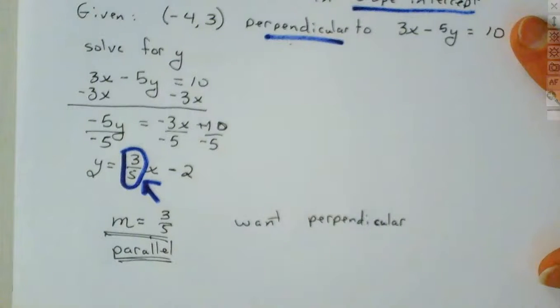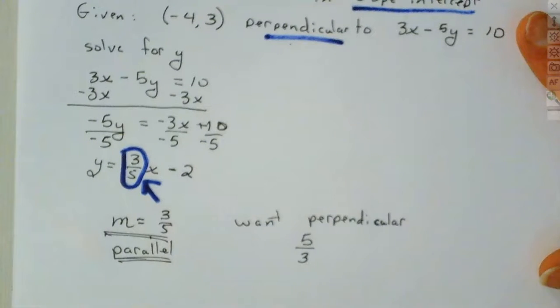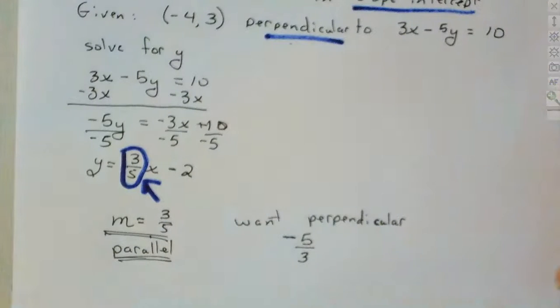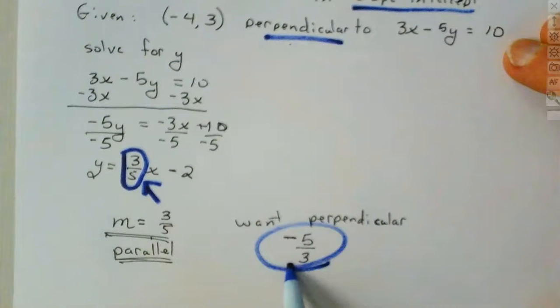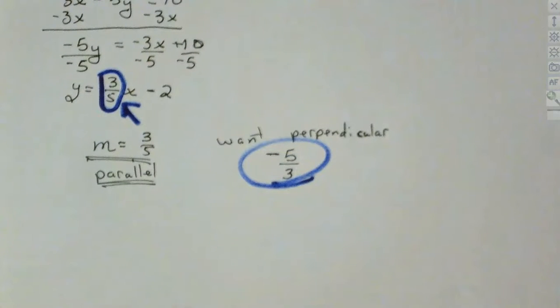How do we do that? We flip the fraction over, so that makes it 5/3, and then we do what? Change our sign. So this is what we're going to be using right here. We're going to be using that minus 5/3. We flipped it over, and we changed the sign. So positive becomes a negative.